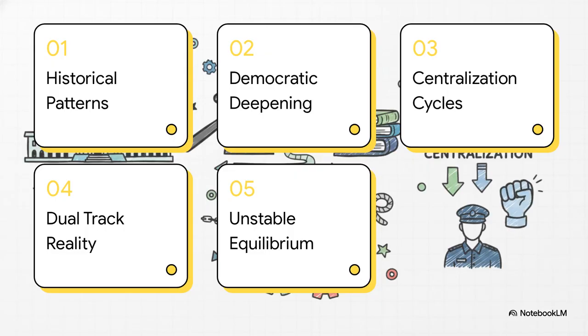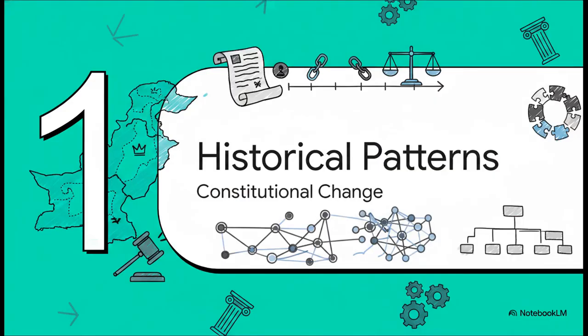All right, here's our roadmap. Number 1, historical patterns. 2, evidence of democratic deepening. 3, cycles of centralization. 4, the dual-track reality. And finally, number 5, an unstable equilibrium. Okay, Section 1, Historical Patterns, Mapping the Foundations of Constitutional Change.